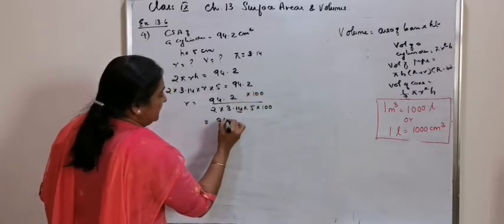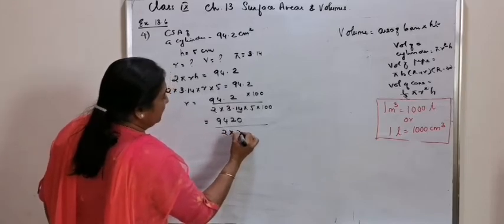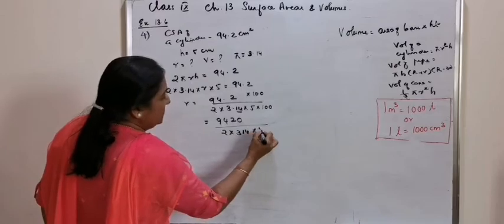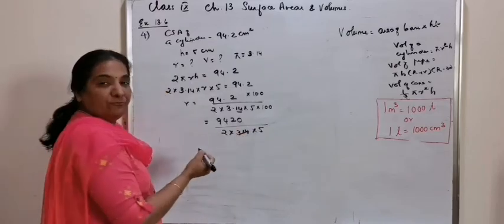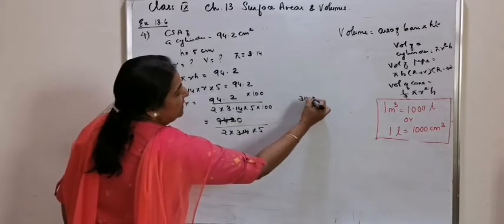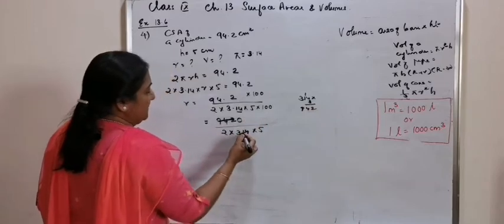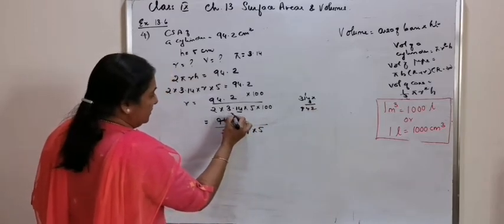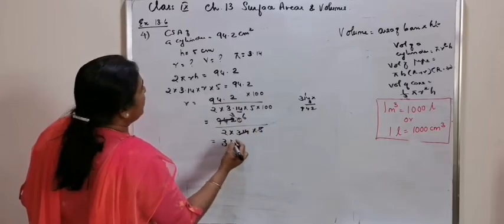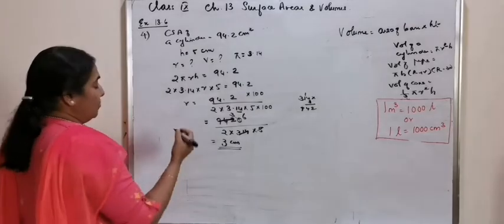It is 9420 divided by 2 into 314 into 5. Now 314 and 942. 314 into 3. 4 3s are 12, 4 3s are 9. That means it goes 3 times, or 30, and 6 by 2, the radius is equal to 3 centimeter. And now volume.